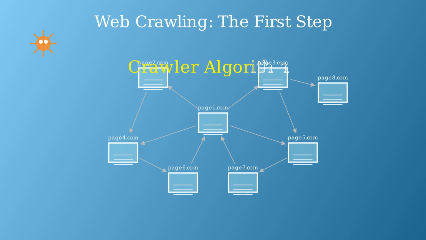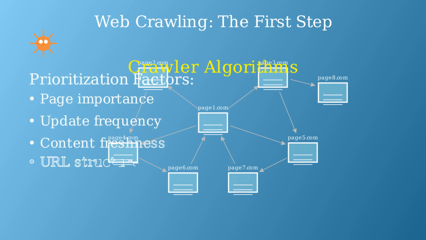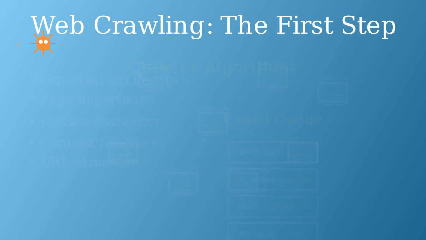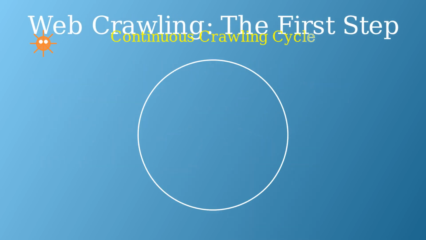Crawlers use sophisticated algorithms to determine which sites to visit, how often, and how many pages to index from each site. They maintain a priority queue, deciding which pages to crawl next, based on various factors like importance and freshness. Web crawling is a continuous process.